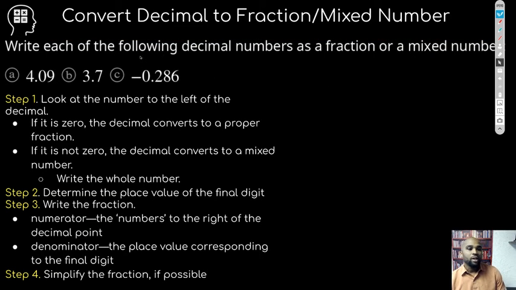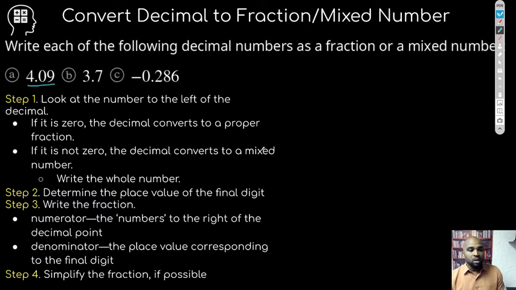Write each of the following decimal numbers as a fraction or a mixed number. So we want it as a fraction. Now I want to go from a decimal to a fraction. First, I'm going to look at the number to the left of the decimal. If it's a 0, it's going to be a proper fraction. If it's not a 0, the decimal converts to a mixed number.